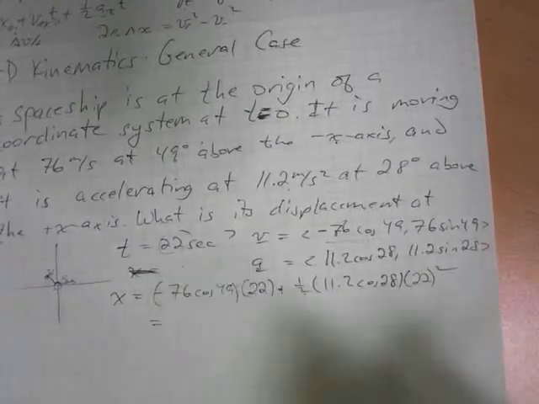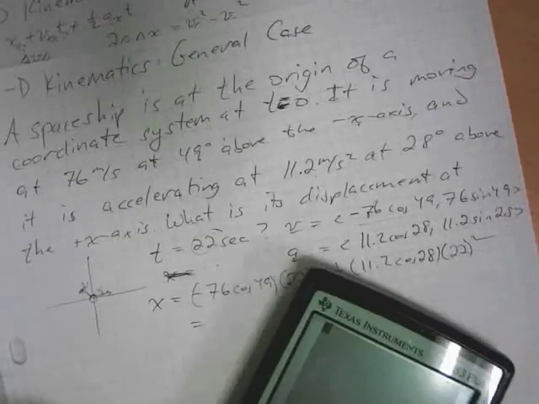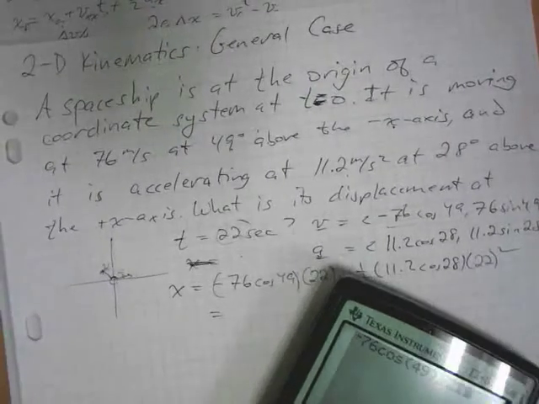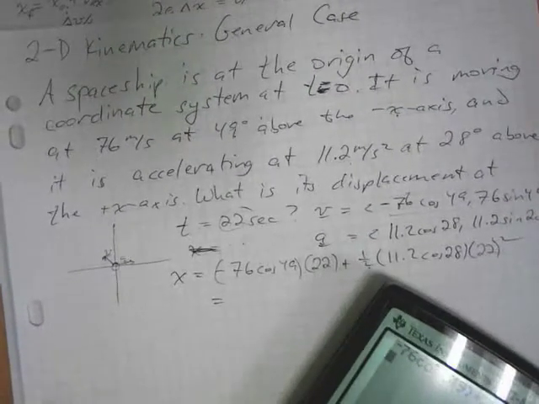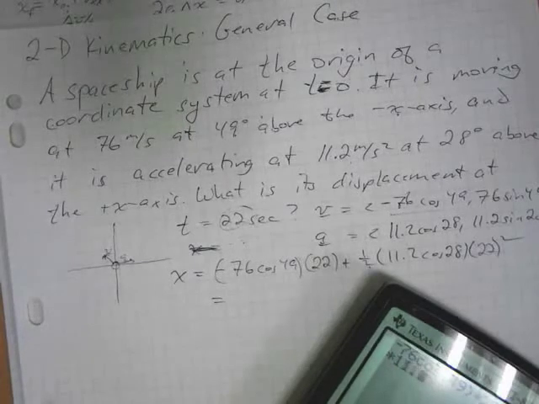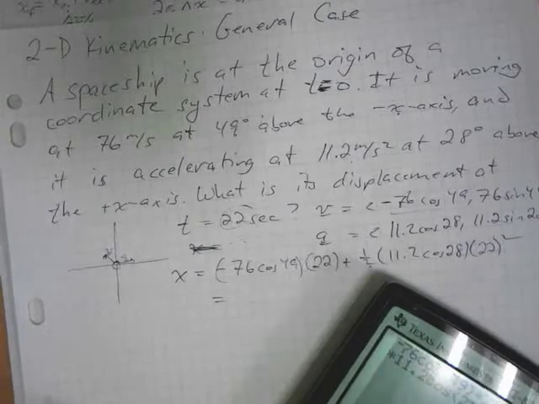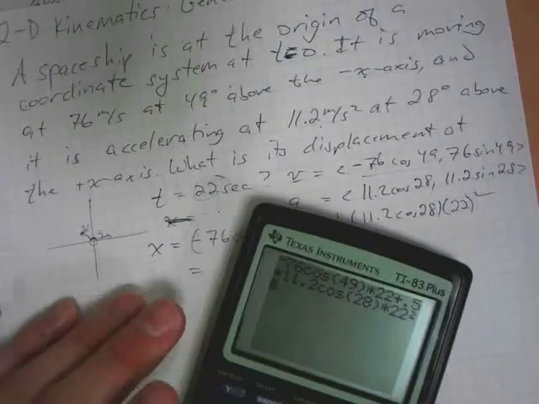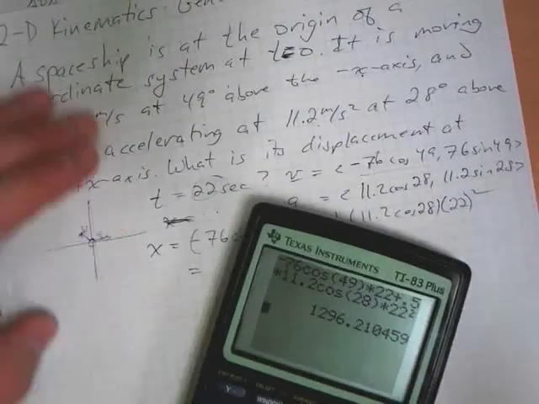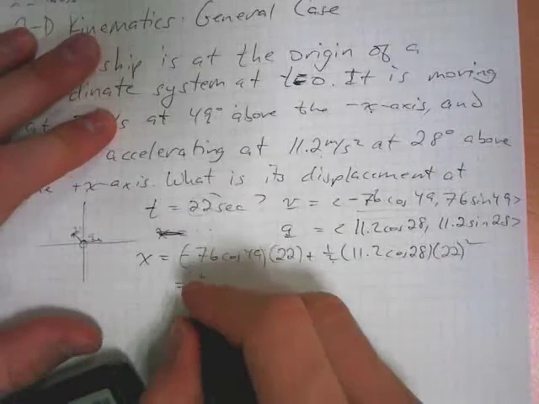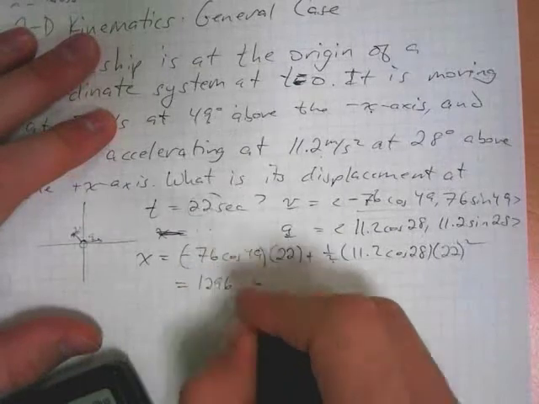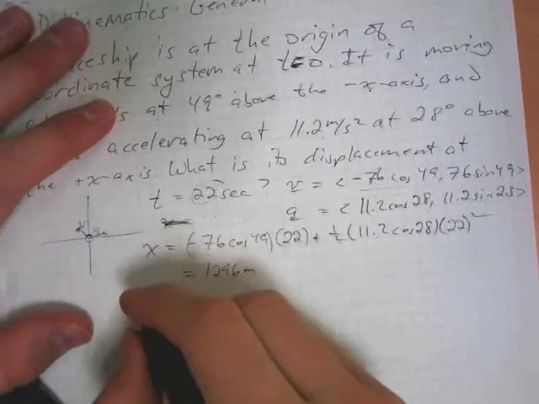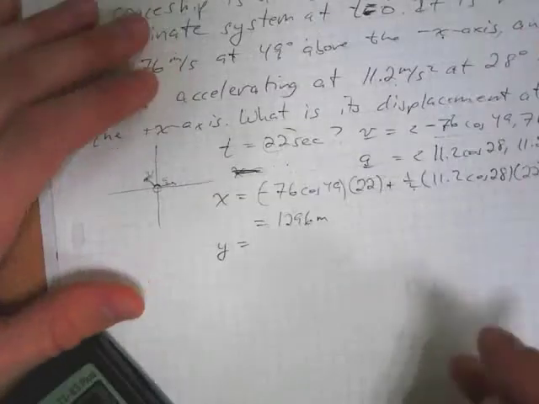And if we punch that in the calculator, minus 76 cosine 49. By the way, for all of these, make sure you're in degree mode. It would be most unfortunate if you lost points because you were in radian mode. Times 22 squared. And we get that our x position is 1296.2 meters. In the y direction, we can similarly write out our equation.